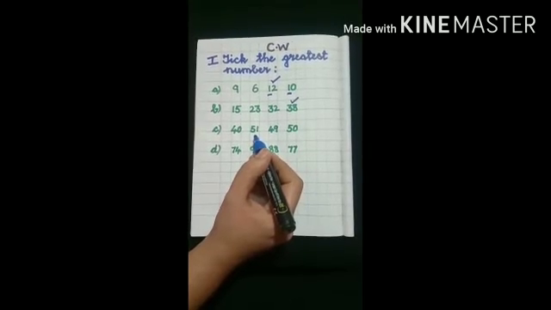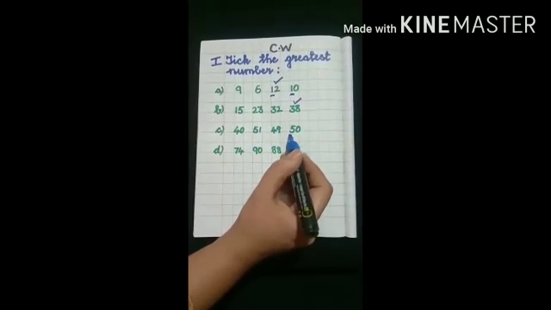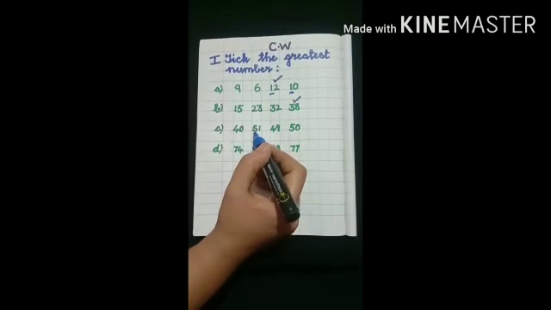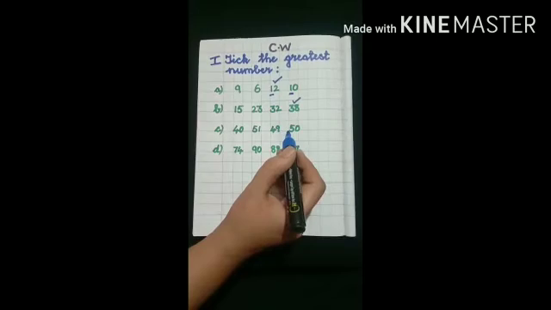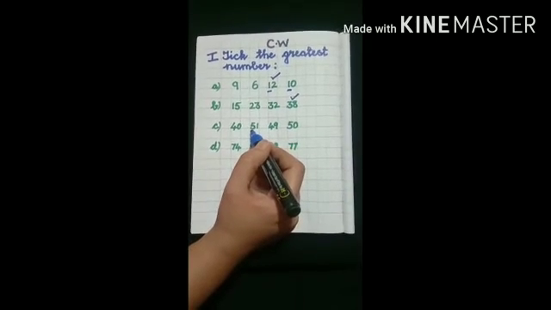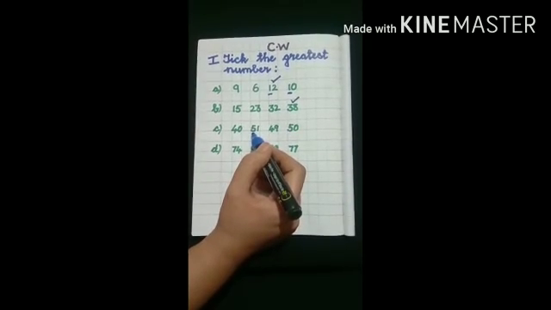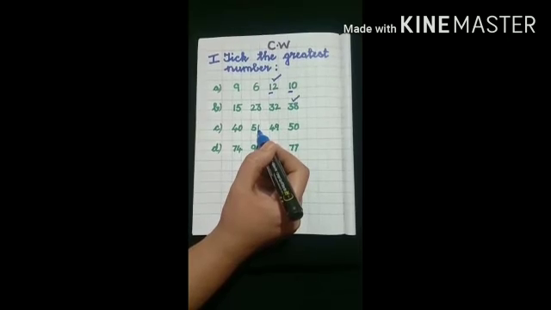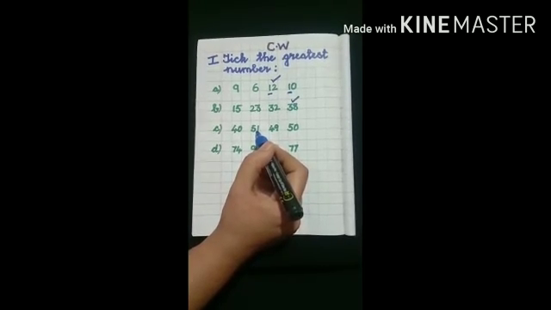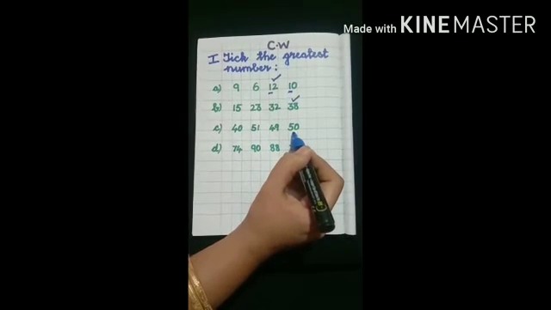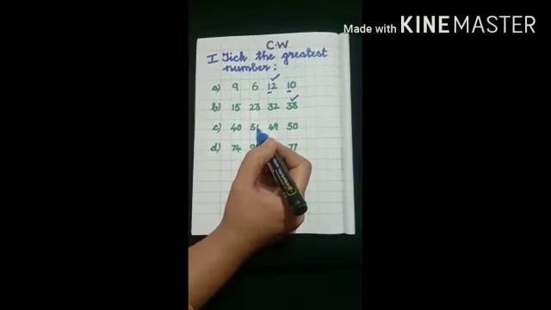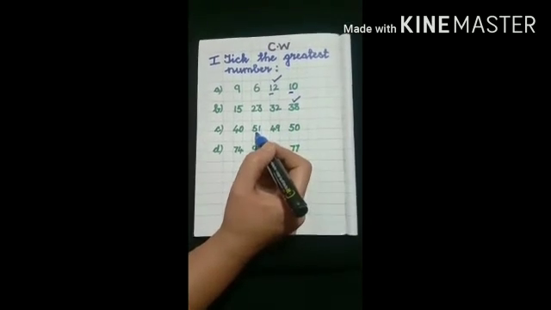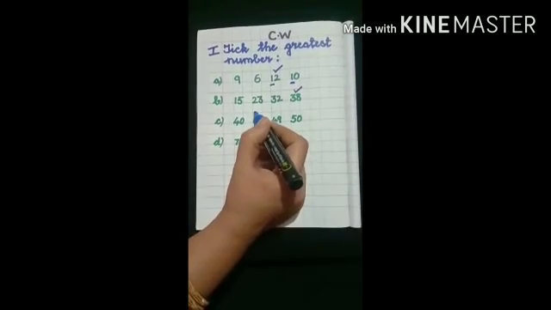So let us compare 51 and 50. Here in 51 and 50 both the numbers are same in the first place. So let us check the next digit. Here 1 is the next number and 0 is the next number here. So 1 is greater than 0. 51 is the greatest number.